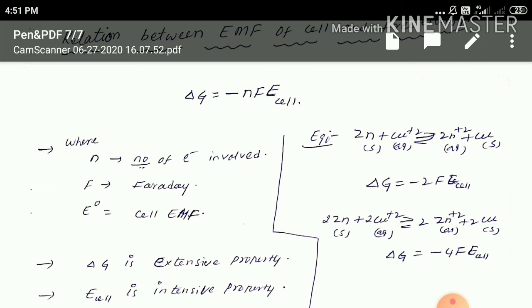How can we find whether the given reaction is spontaneous or non-spontaneous? Simply we should add the electrode potential value of the anode, that means the oxidation potential value of the anode, and the reduction potential value of the cathode. When you add these two, we get the EMF value of the overall cell. If that value is positive, the given redox reaction is spontaneous, otherwise it is non-spontaneous.